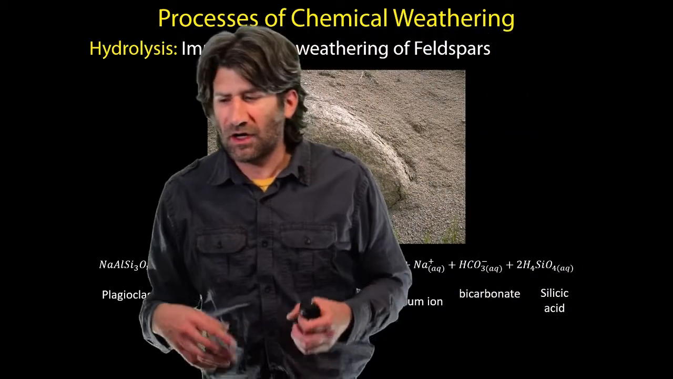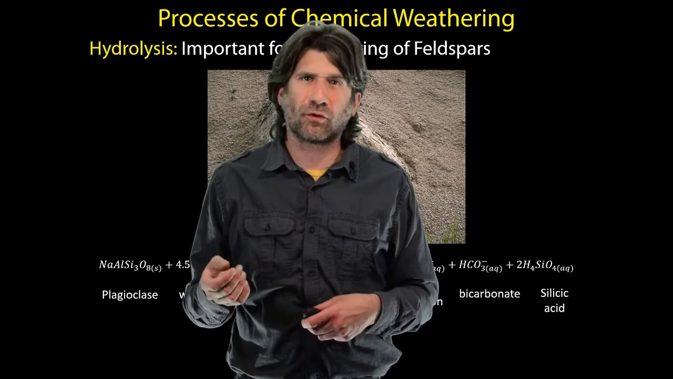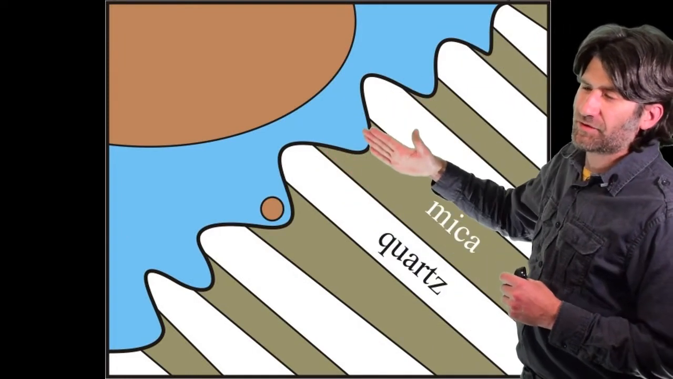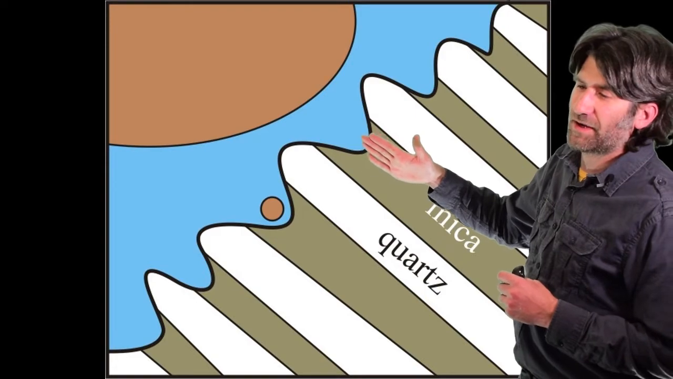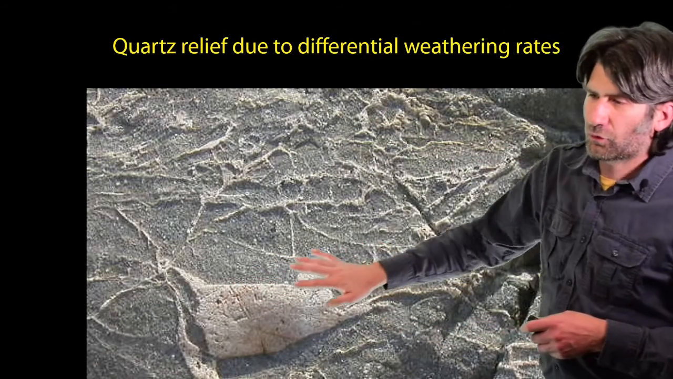And so these hydrolysis reactions are really important for weathering at the Earth's surface. Okay, let's talk a little bit more about some really cool morphologies associated with chemical weathering. We'll often see quartz relief in bedrock exposures because quartz is the least weatherable material. So if you have a layered rock of quartz and a mica, you're going to have more chemical weathering in the mica and the quartz is going to stick out. And so we call this quartz relief.